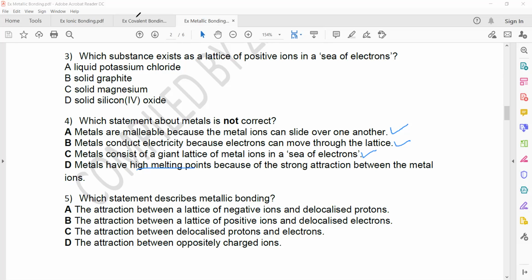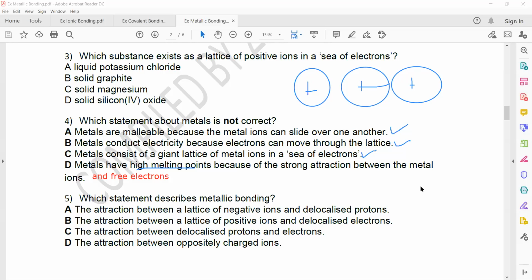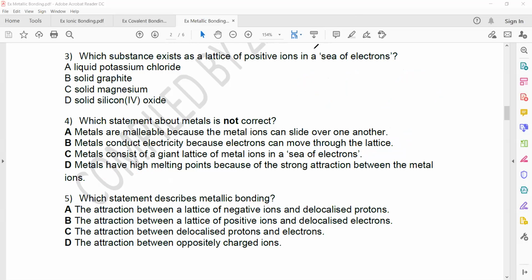This statement is not complete. It should be metal ions and free electrons. If this was metal ions and free electrons, then the statement is right. But it says only metal ions, and like charges repel each other. Metal ions do not have attraction, they have repulsion. Why? Because metal ions are identical in charge, so they tend to repel each other. That's why D is the right answer, because the question is which is not true.